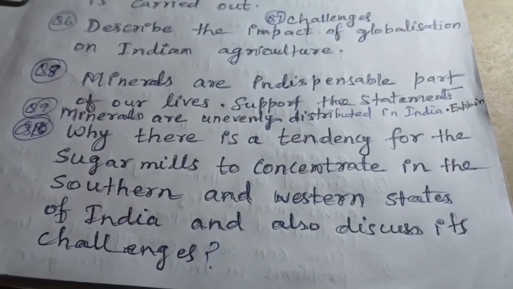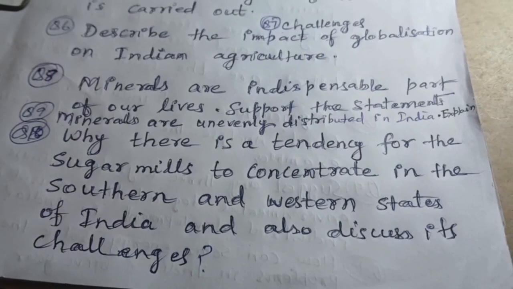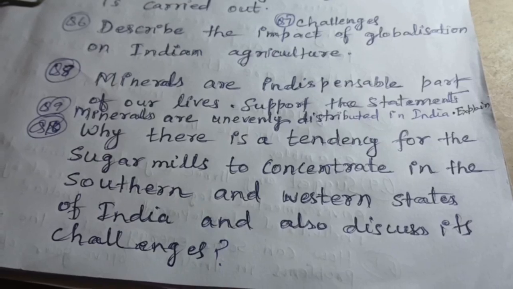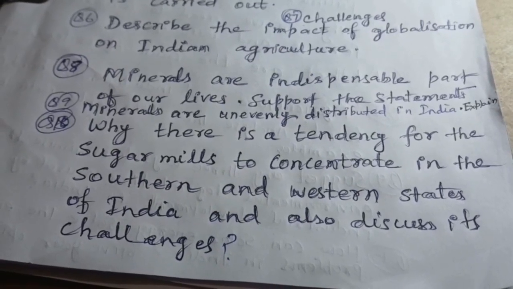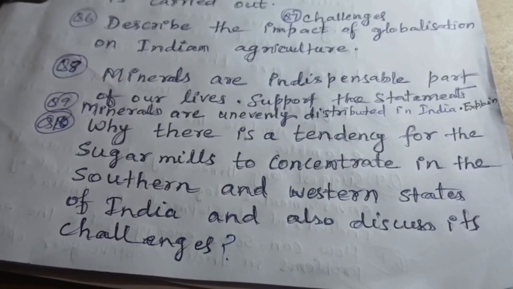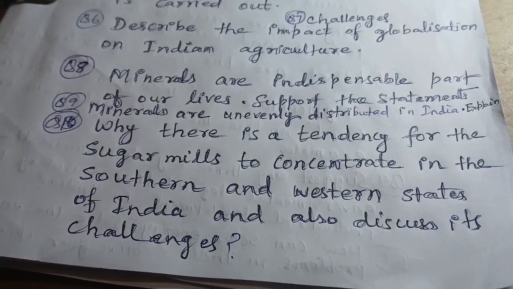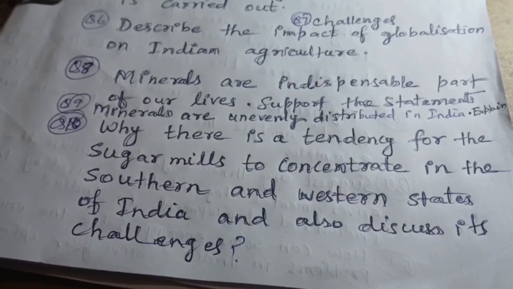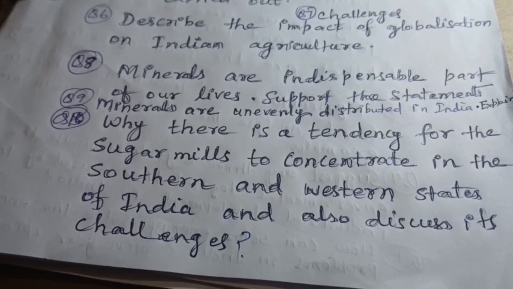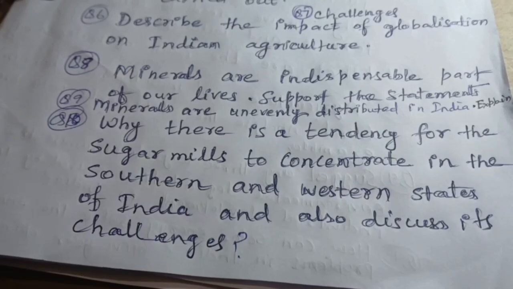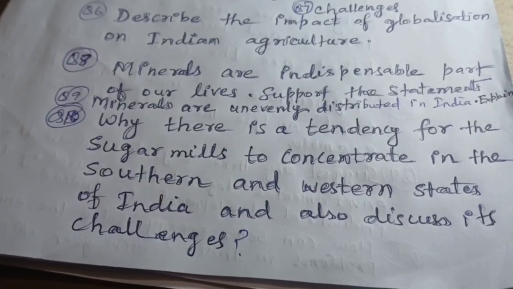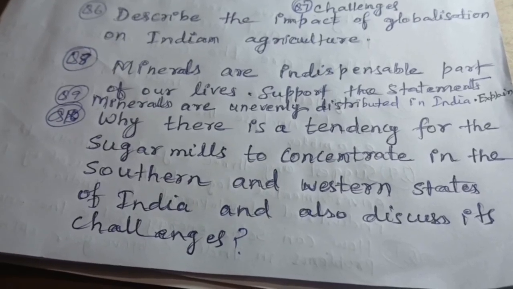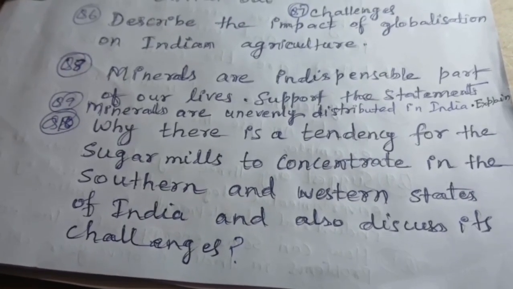Because of the high sucrose content found there, and also due to the favorable cooler climate, which leads to a longer crushing season, and also due to the cooperative societies functioning there. And these cooperative societies are very successful in these areas. So these three conditions are quite favorable for sugarcane to be grown in the western and the southern states of India.